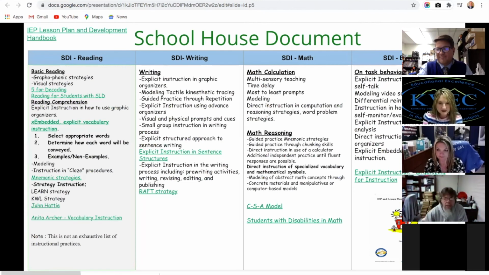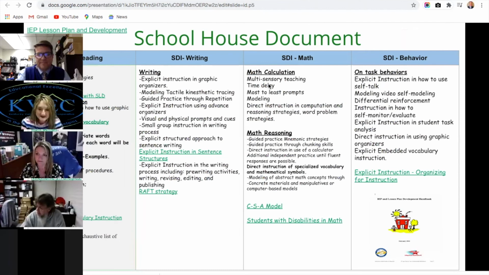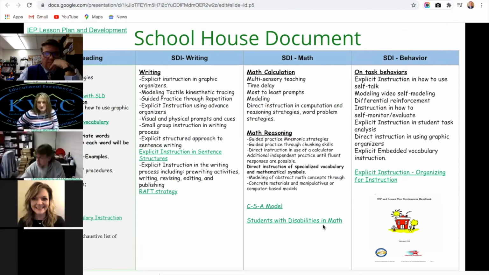I think one thing I'll mention real quickly, as far as working with behavior, is to use a self-monitoring checklist for task-related behaviors, such as on task, task completion, following directions, and rate and speed of work. That checklist could be used to break down, scaffold, or task analyze each part of that class period. You could have a checklist that the students use.